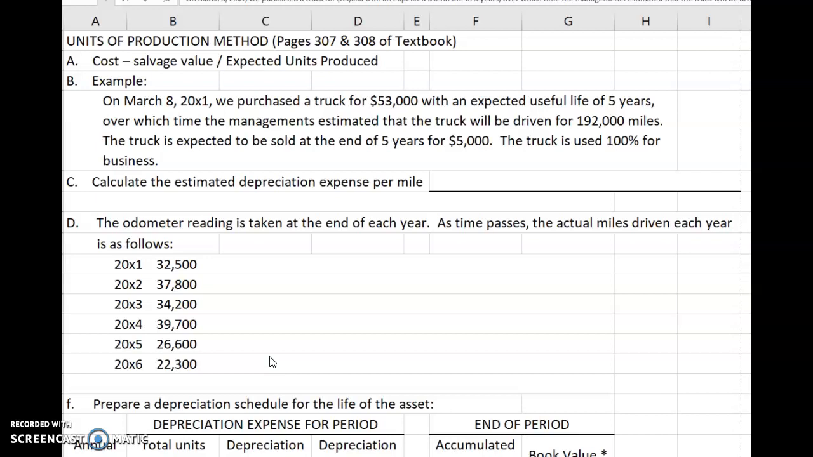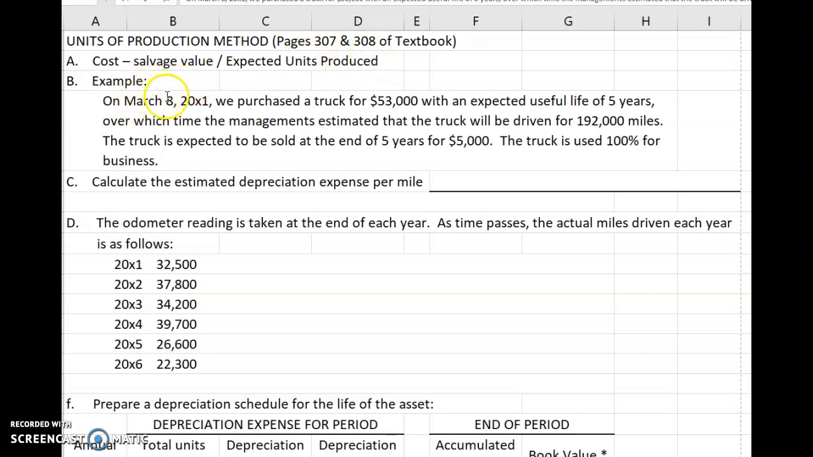The formula for units of production is cost minus salvage value divided by expected units. Straight line is cost minus salvage value divided by expected life. So it's quite similar in its calculation.